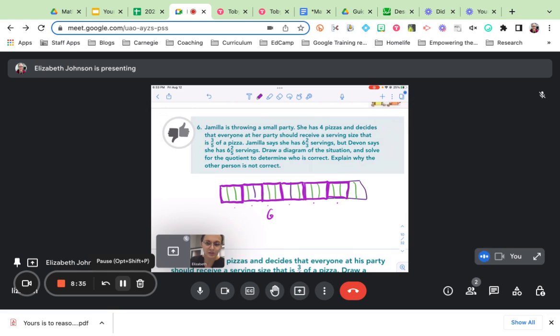Now, of course, both Jamila and Davion agree about this. They both agree that there's 6 whole servings. What they disagree about is how much of a serving is this? And the way that you should think about that is, remember, a whole serving of pizza is this. What we have left over is that. In other words, the part that's remaining is 2/3 of a serving. So Jamila is correct. There are 6 2/3 servings of pizza here.